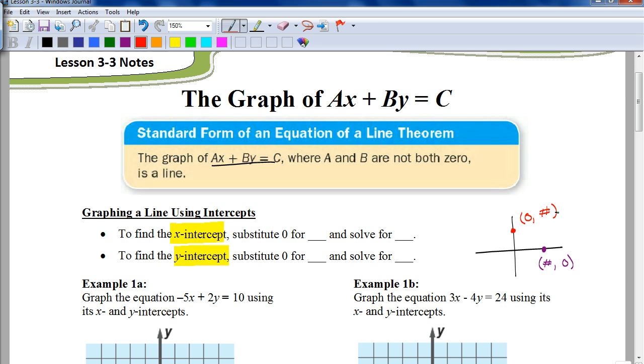We can use that fact to help us find the x and y intercepts very easily, because to find the x-intercept, that means that x is some number and y is 0. So to find the x-intercept, we're going to put 0 in for y and just solve the equation for x. If I want to find the y-intercept, knowing that it's where x is 0 and y is some number, I'm going to put 0 in for x and solve that for y to figure out what the y-intercept would be.